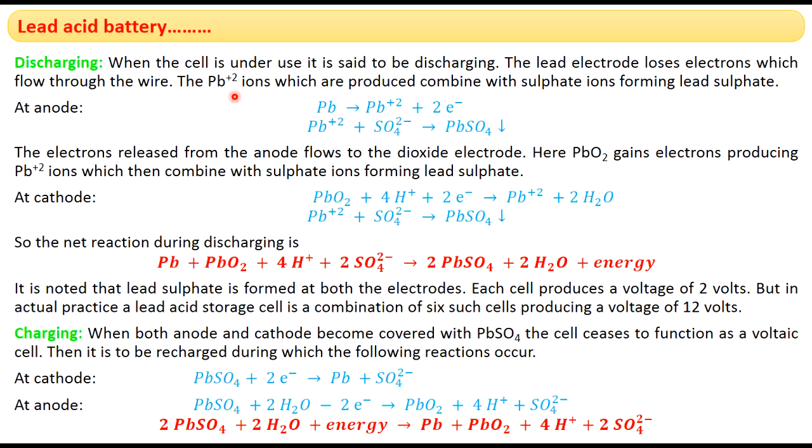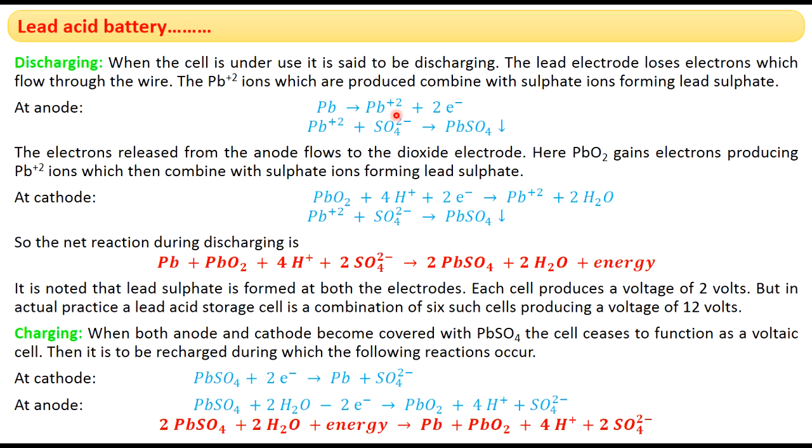Then cell reactions occurring in the lead acid battery. Lead acid battery is a secondary battery, so we have cell reactions of two types: discharging cell reactions and charging cell reactions. Discharging cell reactions. The cell reactions which occur while we use the lead acid battery are: at the anode, lead undergoes oxidation, forming Pb2+ ions, lead cations, and also 2 electrons.